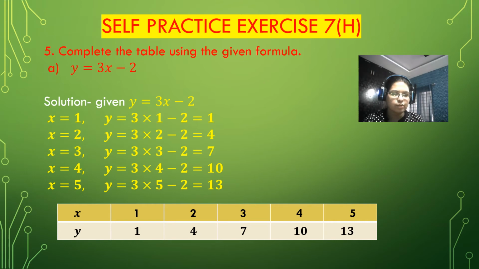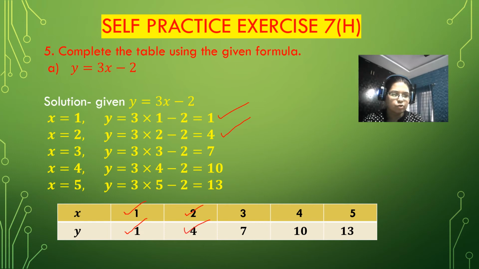So y will be 3 multiplied by 1 minus 2. 3 multiplied by 1 is 3. 3 minus 2 is 1. When x equal to 1, y will be 1. Then we have to put the value of x as 2. X equal to 2, y will be 3 multiplied by 2 minus 2. 6 minus 2 is 4. So when x is 2, y is 4.